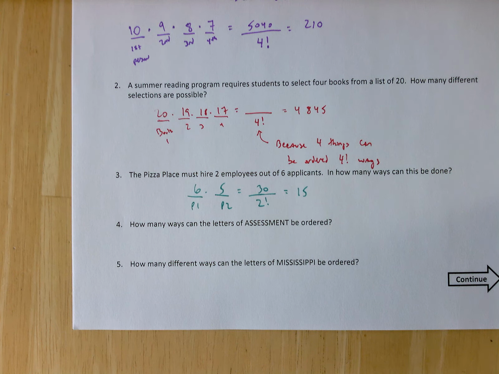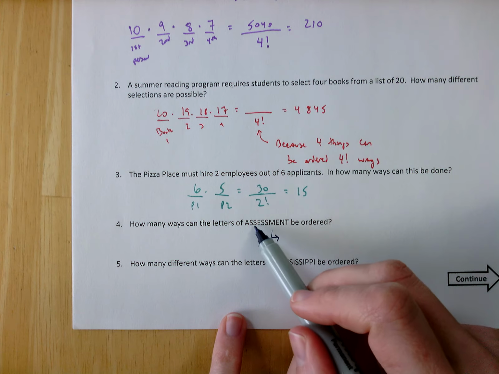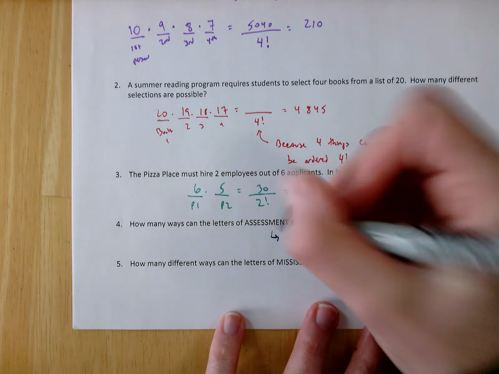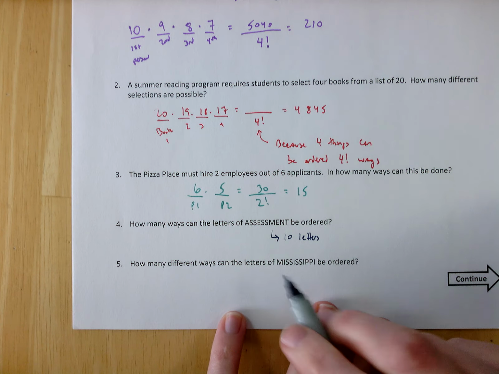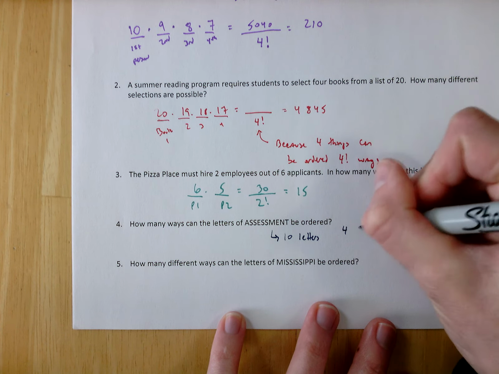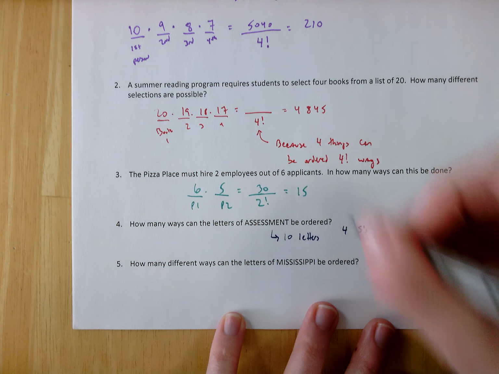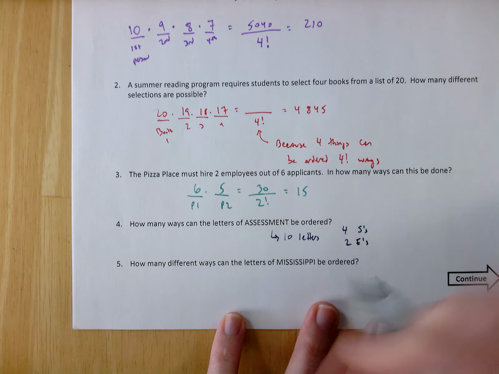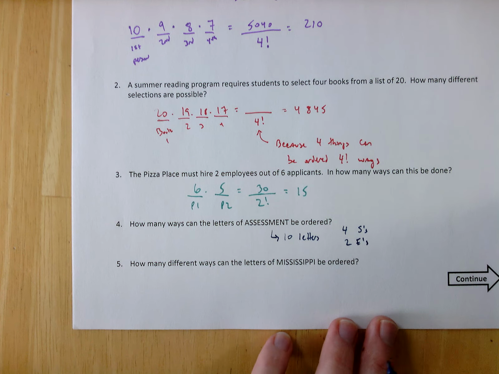Okay, next two, we are revisiting our letter problems. Remember when we were looking at words and I said it makes a difference if there are repeat letters? That's what we're looking at here. First of all, I'm going to count how many letters I have. 1, 2, 3, 4, 5, 6, 7, 8, 9, 10. So it looks like we got 10 letters. But within that, there are 4 S's, only 1 A, 2 E's, and there's 1, and that's it. Those are the only ones that are repeated.